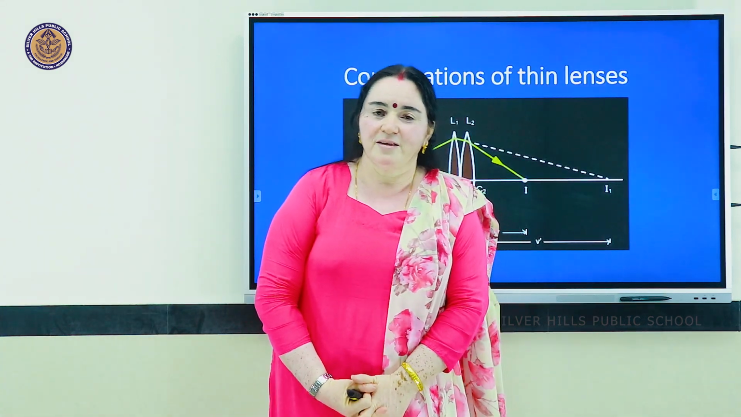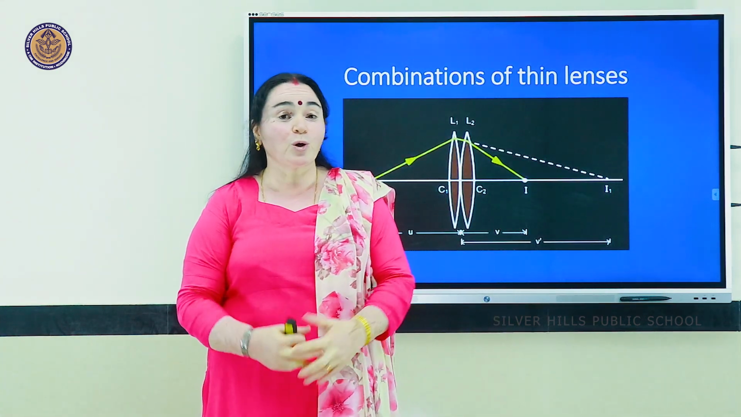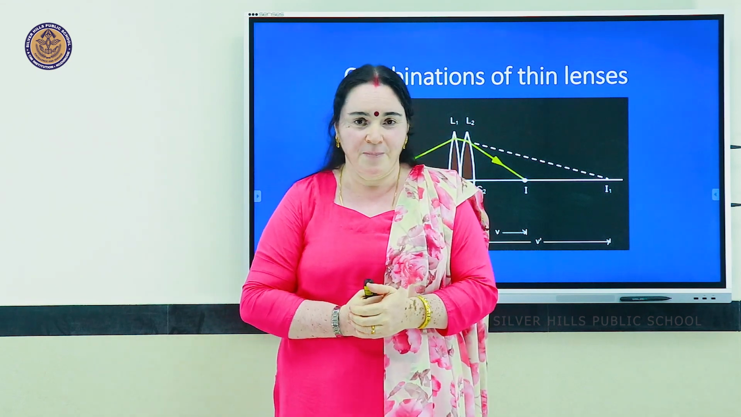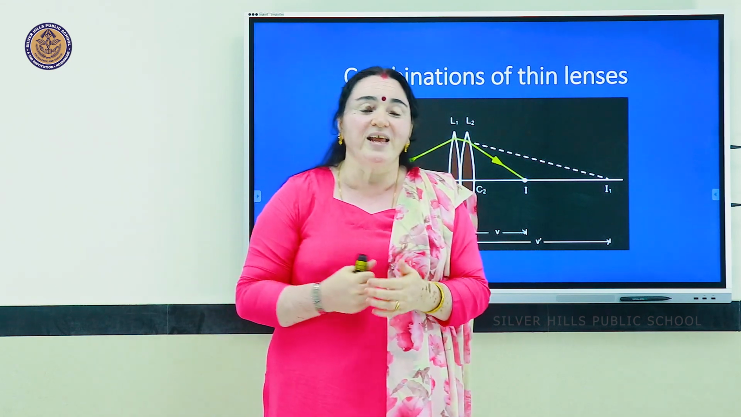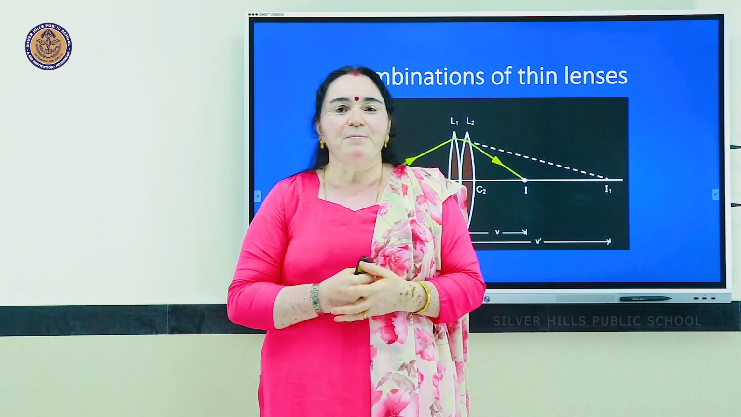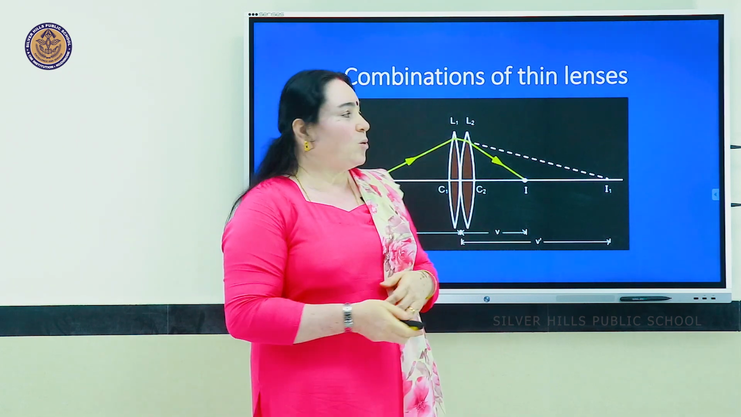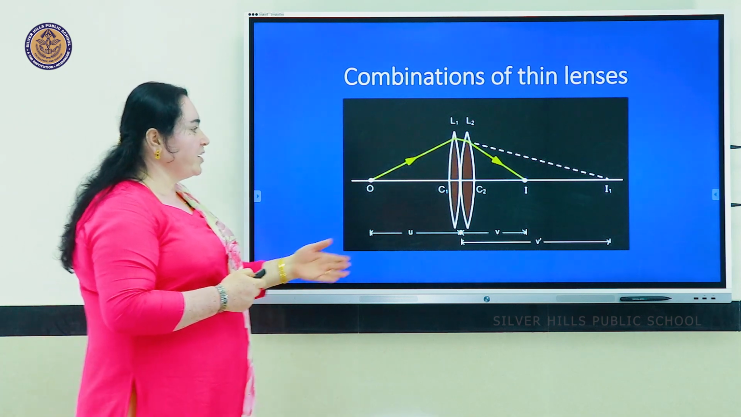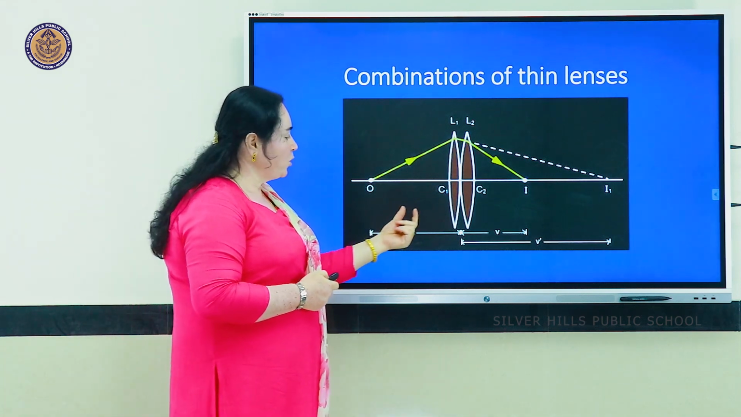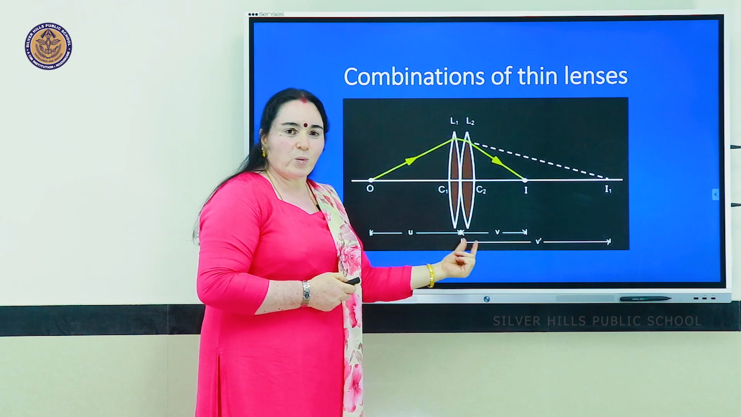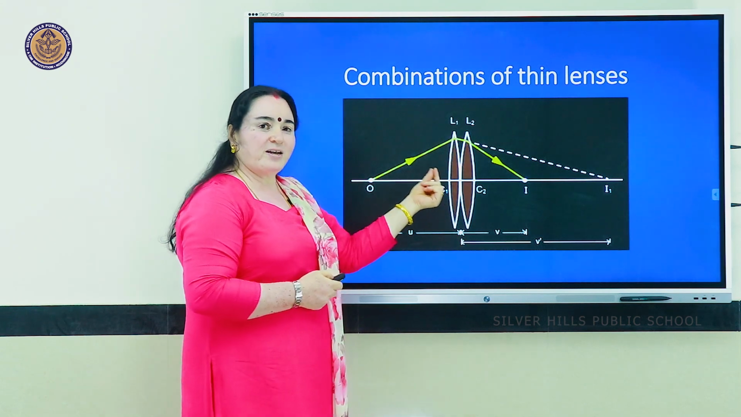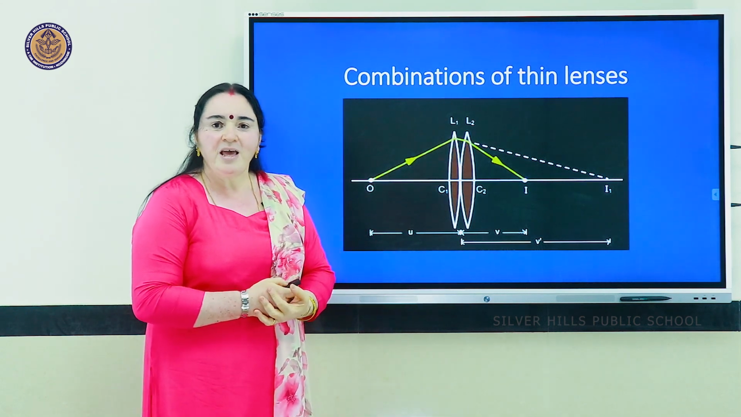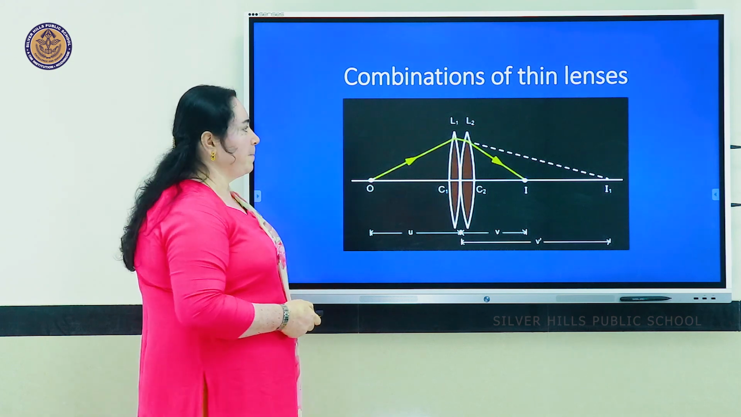Let us discuss another topic over here, which is closely related to lenses. That is, when a combination of lenses is used, how is the image formed? So, the topic is combination of lenses. From the figure itself, you can identify that we're going to use more than one lens over here, and what is the effective image that is going to be created is what we are going to discuss here.